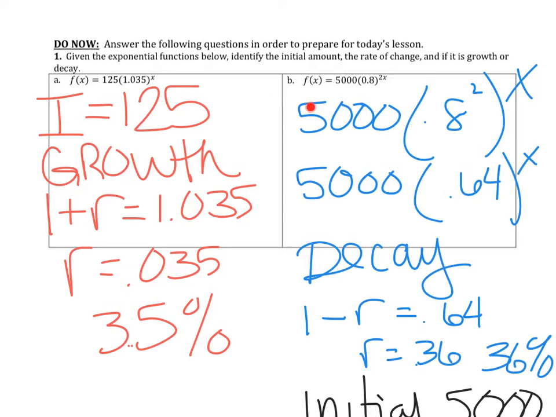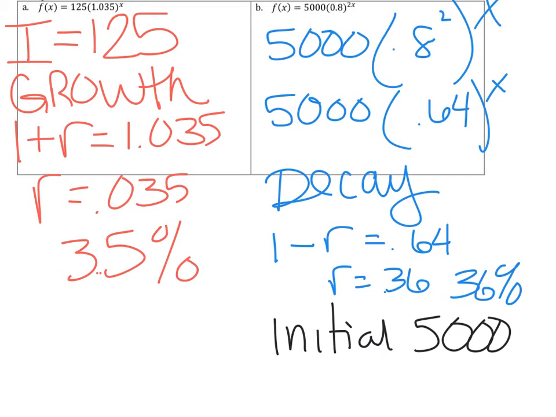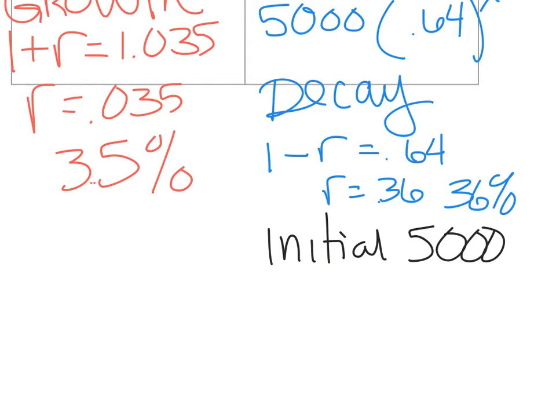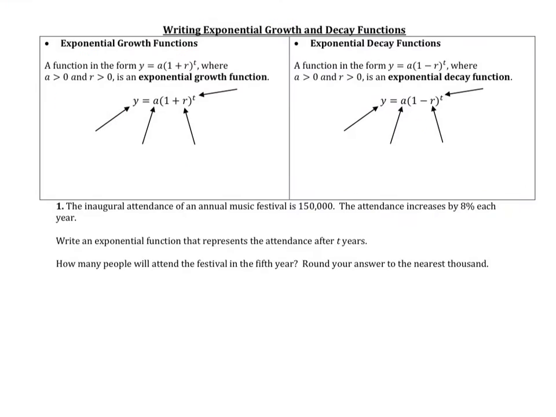B, welcome to Algebra 2. Let's get the initial value out of the way. I said my initial was 5,000. Hopefully you agree. I cannot answer whether this is growth or decay until that x is by itself. So it's simple. We said yesterday, just move that 2 inside. So I got 0.64 inside. That's less than 1, decay. 1 minus r equals 0.64. So I said 36% was my rate of change.